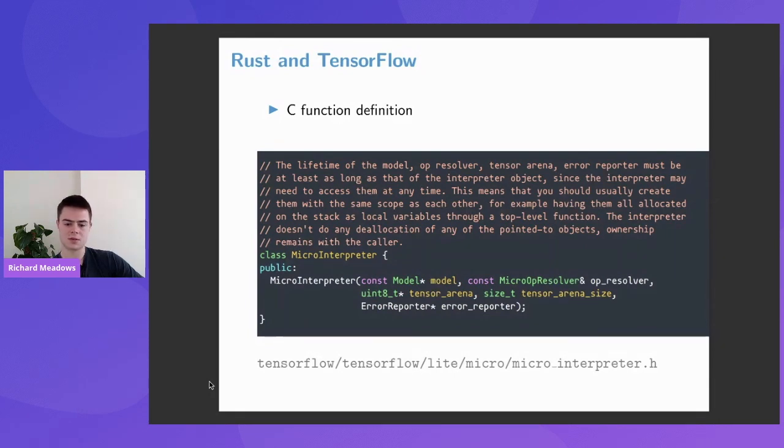So here it is as a C function definition taken out of the TensorFlow project. Okay, that's pretty big comments. I'm just going to summarize it. It says that the lifetime of all these things must be at least as long as the lifetime of the interpreter object. And then it gives you some advice for doing this in a typical project. So if you've been programming in a language with manual memory management for a while, then you can understand this and you can do this.